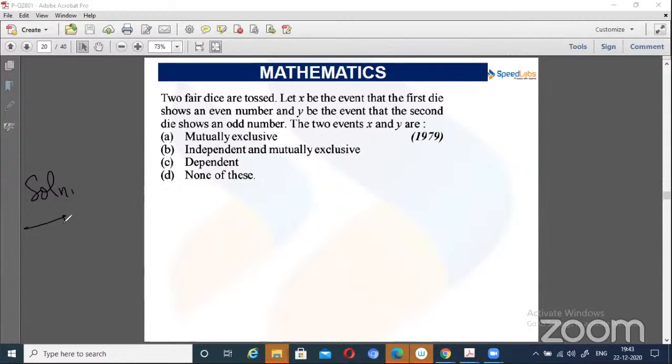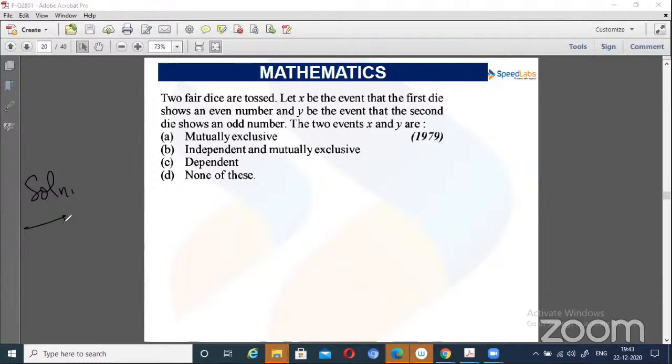Two fair dice are tossed. Let X be the event that the first die shows an even number, and Y be the event that the second die shows an odd number. The two events X and Y are. Give me the answer, all of you.